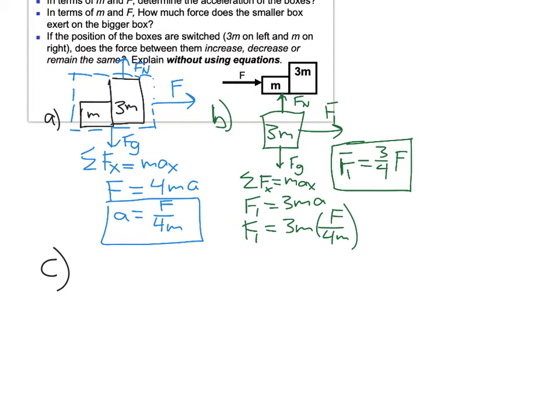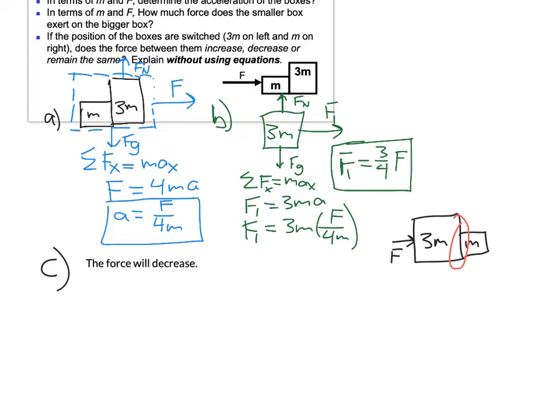So for this final question here, I'm asked if the position of the boxes is switched. So we now have the 3m box here on the left-hand side, and then the smaller box of m on the right, still pushing with a force of F here. We want to know how the force between the two boxes changes. Does that force increase, decrease, or remain the same? And the answer here is going to be that that force will decrease.